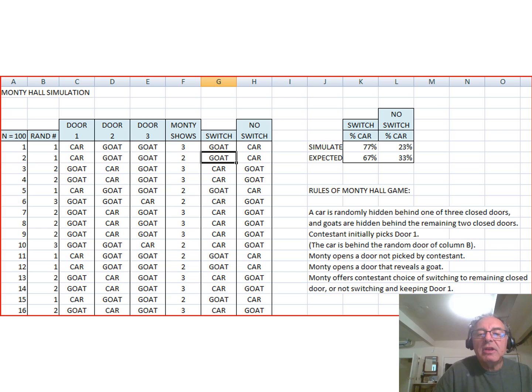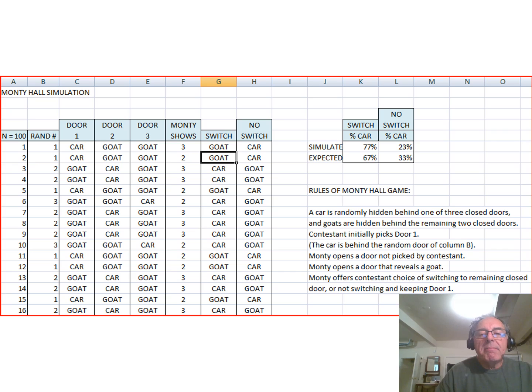The Monty Hall problem is: Monty Hall is a game show host, and he has a contestant, and the contestant is given a choice of 3 doors, and there's something like a car randomly hidden behind one of the 3 closed doors, and goats hidden behind the 2 remaining doors, and the contestant picks a door, and whichever door the contestant picks, Monty opens one of the other 2 doors and shows you a goat and says, well, there's a goat under one of the doors you didn't pick. Now do you want to change your choice of the door you picked?